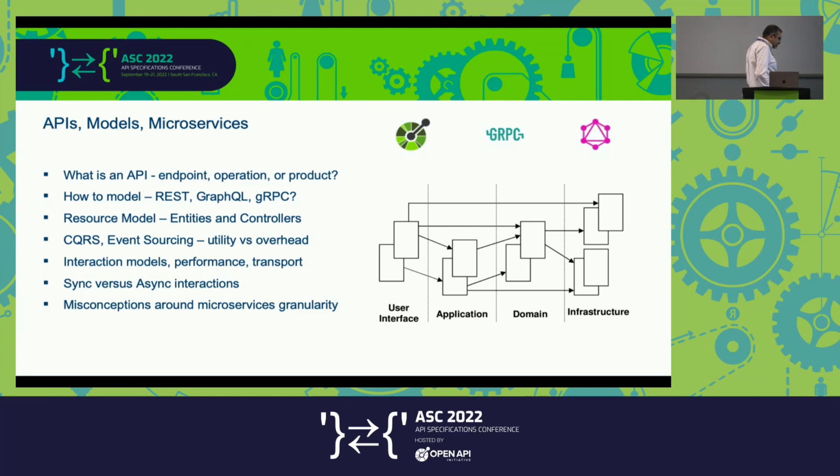Now, as we see the explosion of microservices architectures, and as we see more adoption of domain-driven design on the implementation side of things, we need to connect these two notions, API-based products and capability-based APIs, to how we build those services that power those APIs. So the big question is, what is an API, right? Is it an endpoint? Is it an operation? Is it a product? Getting that granularity right is very important.